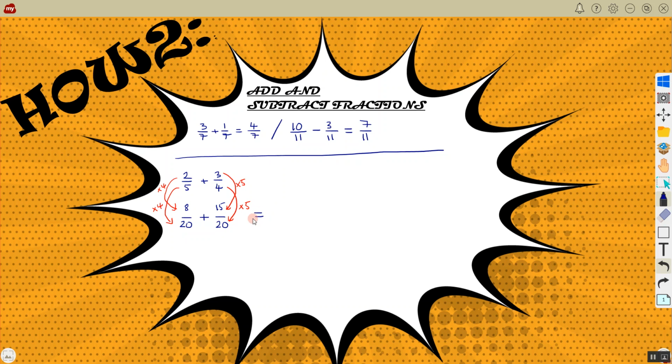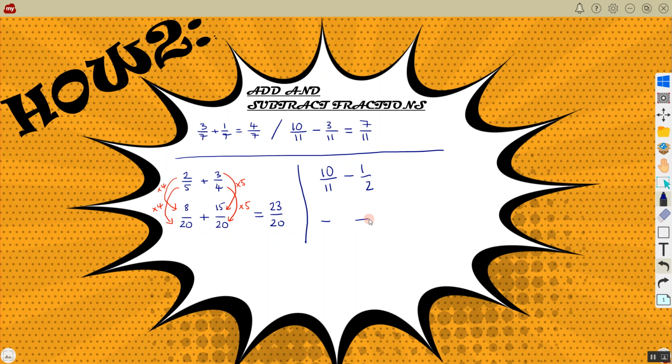And when we have it like this, because our bottom numbers are the same, all I need to do is add my top numbers. 15 plus 8 is 23, and we are done. It's exactly the same if I am subtracting. So let's say I'm going to do 10/11 take away 1/2.